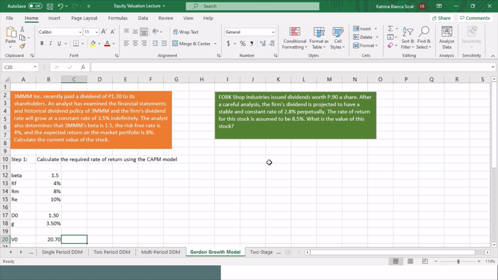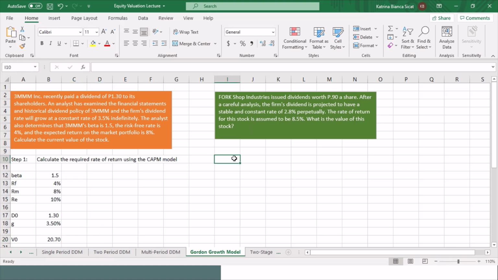Okay, next. Fork Shop Industries issued dividends worth 0.9 a share. So, after a careful analysis, the firm's dividend is projected to have a stable and constant rate of 2.8% perpetually. So, the rate of return for this stock is assumed to be 8.5%. What is the value of the stock?